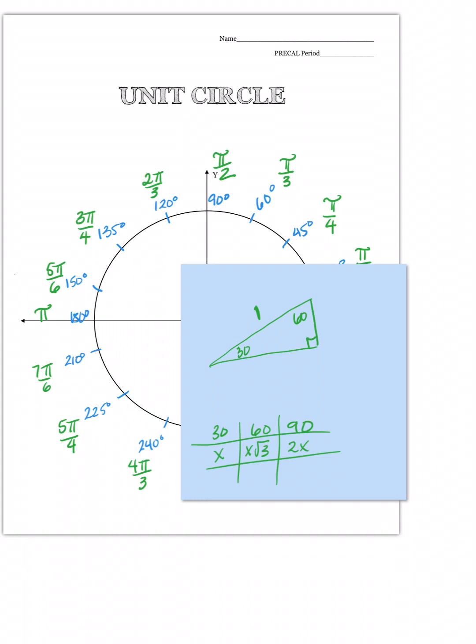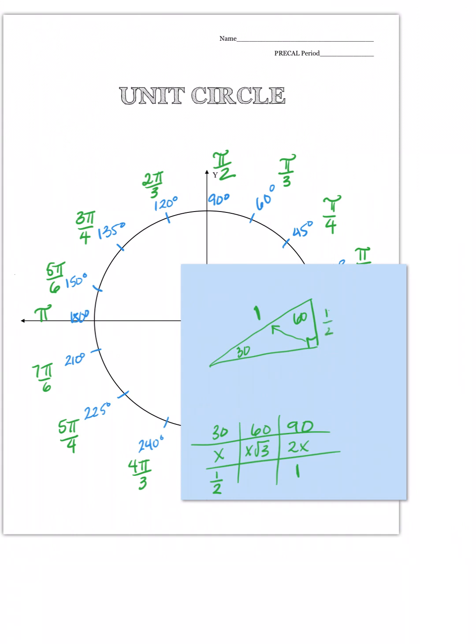So what I know is that the side across from my 90-degree angle is a 1. So it's like I can set up an equation with this guy. So this is like saying 2x equals 1. Then what does x have to be? 1/2. Does that make sense? 2x equals 1, then x must be 1/2. So that means this side right here, the side opposite my 30-degree angle, is 1/2.